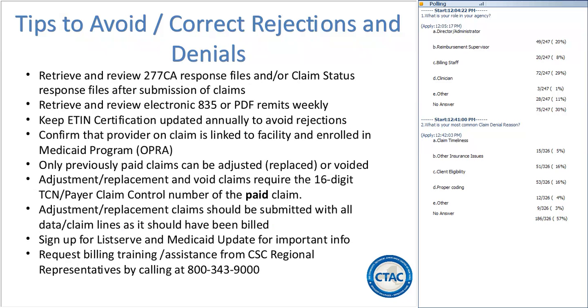Make sure you're retrieving and reviewing your 277CA claim response files and/or your claim status response files relatively quickly after you submit the claims. Retrieve and review your 835 or your PDF remits every week. Don't let that lapse. It can get costly to have them replaced and time consuming. And keep your E10 certification updated annually to avoid rejections.